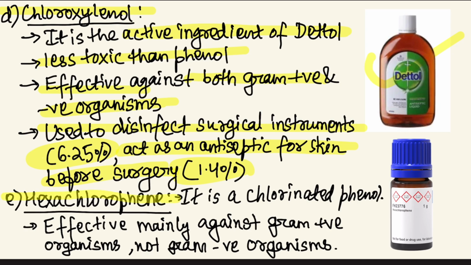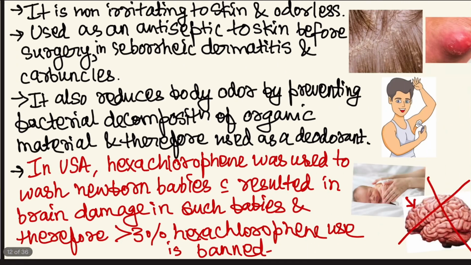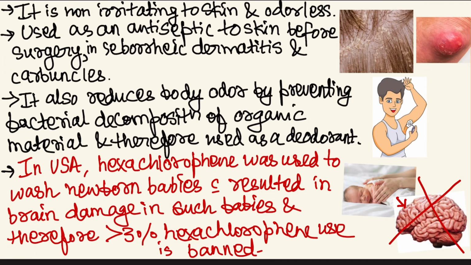Then we have hexachlorophene. It is a chlorinated phenol. So it is effective mainly against gram-positive organisms but has less action against the gram-negative organisms. Here you can see hexachlorophene. Hexachlorophene is non-irritating to the skin and it is also odorless. So it is used as an antiseptic to the skin before surgery. It is also used in seborrheic dermatitis. As you can see here, it is used in carbuncles, that is in boils.